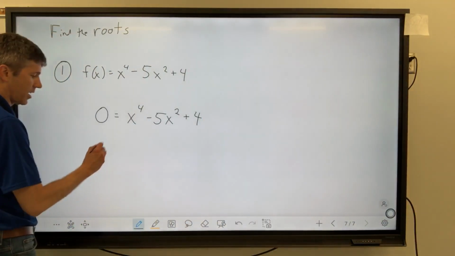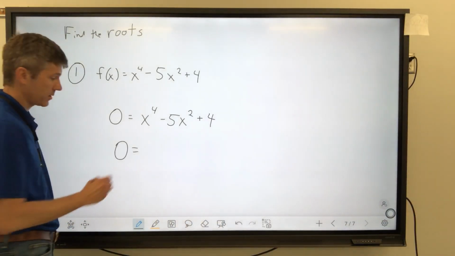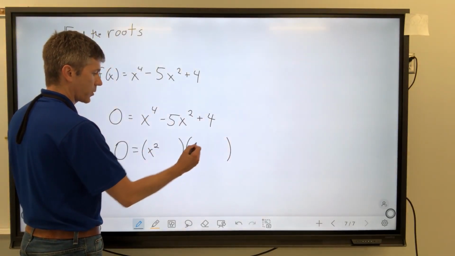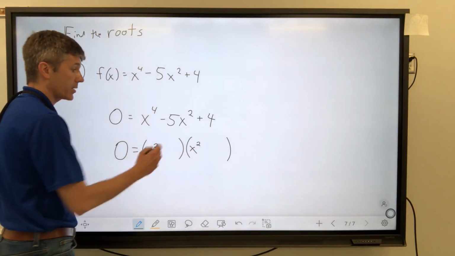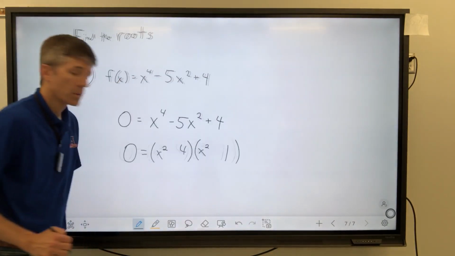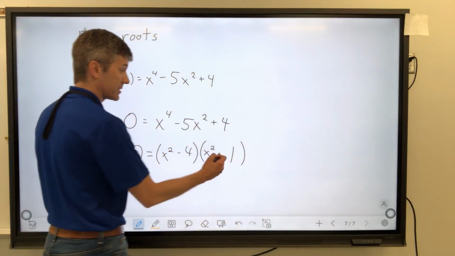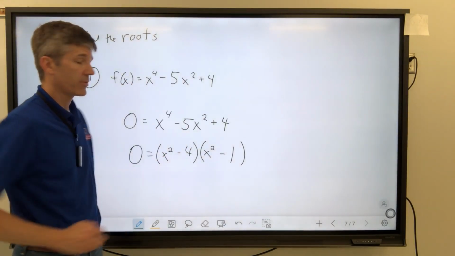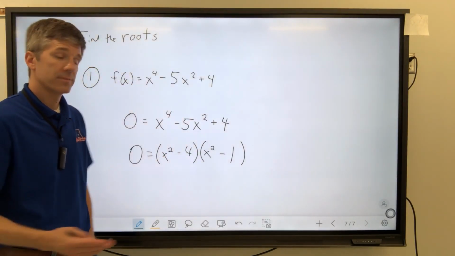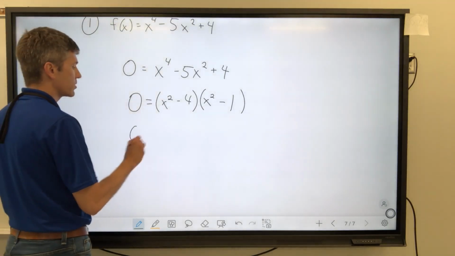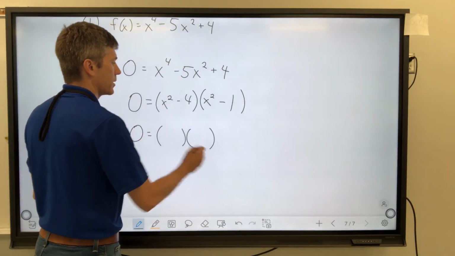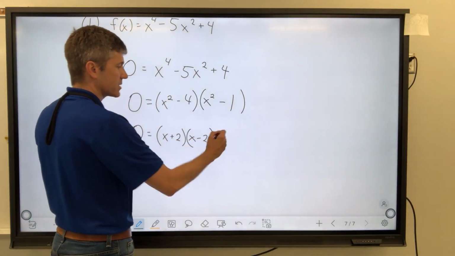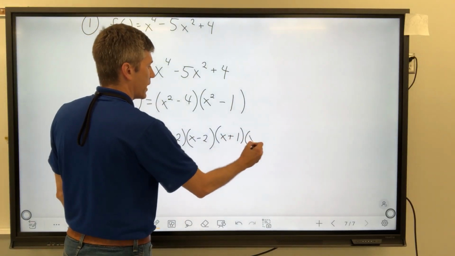Enough definitions, let's solve. Okay, no GCF, but I can factor, and so can you. X to the fourth is really x squared times x squared, because 2 plus 2 is 4. And because 4 times 1 is 4, we can do that. And negative 4 times negative 1 is 4. Negative 4 plus negative 1 is that negative 5 I need. Now, I can continue to factor, and so can you. So when we do, this first set of parentheses becomes x plus 2 and x minus 2. The second set of parentheses becomes x plus 1 and x minus 1.